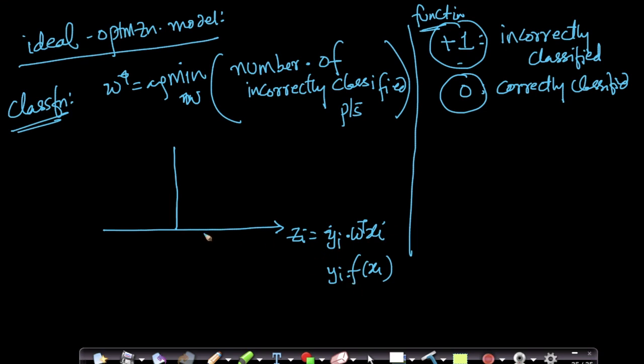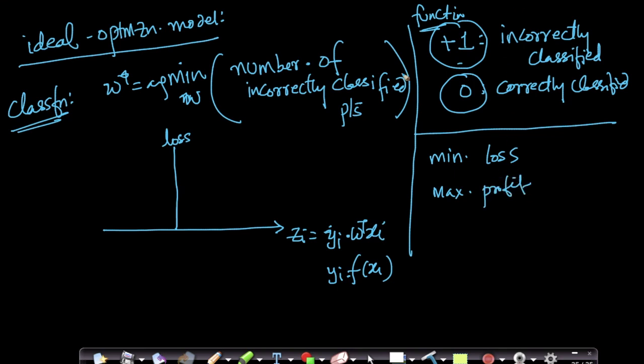All right. So if this is my Zi, how should my loss look? This is called the loss, right? You're trying to minimize the loss or maximize the profit. We all try to minimize loss or maximize profit, right? If I define my loss function such that I give +1 for incorrectly classified and 0 for correctly classified, I want to minimize my loss, or the number of incorrectly classified points. So how should an ideal loss function look as Zi changes?